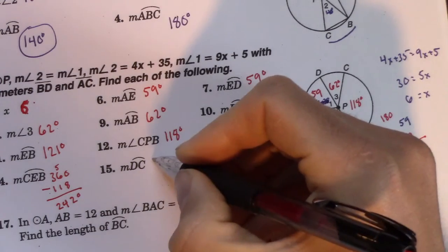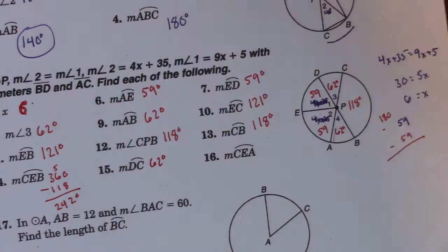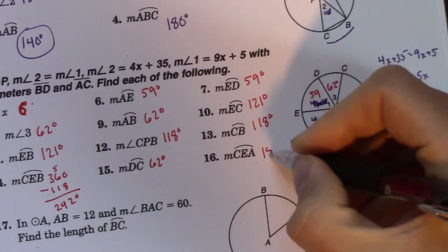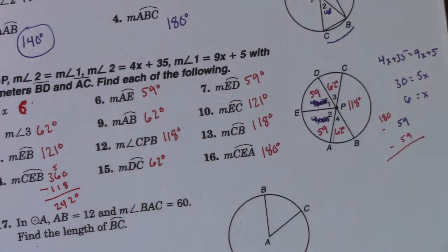DC matches its central angle, that's 62 degrees, and then CE to A, well, that's a diameter, so I don't even need to bother adding because I know that's 180.